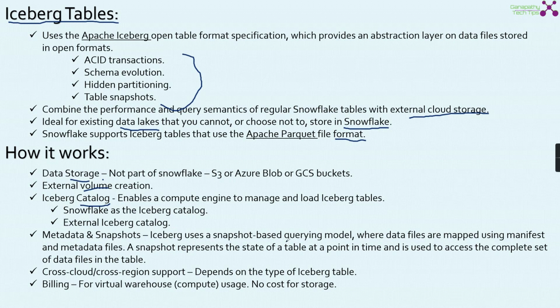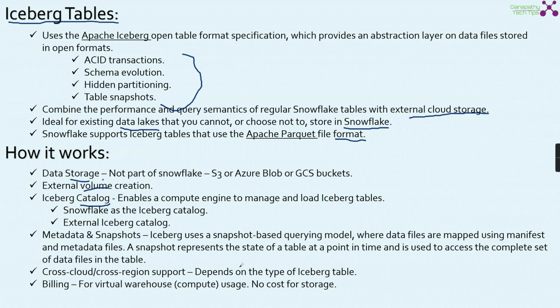And then the metadata and snapshots are very important for Iceberg. Why? Because Iceberg uses a snapshot-based querying model where the data files are mapped using the manifest and the metadata files. So a snapshot represents the state of the table at a point in time, and it is used to access the complete set of data files in the table. So the metadata and snapshots are very important. So we need to manage these things as well within the Snowflake ecosystem.